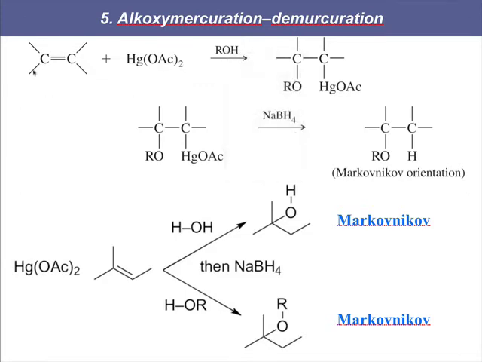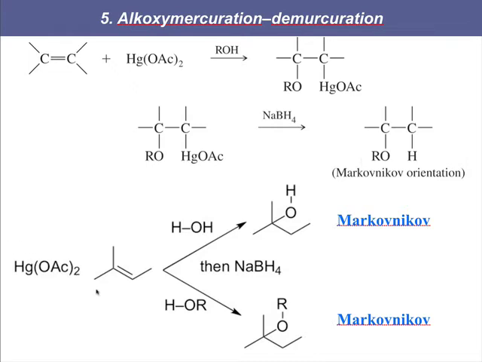Our first step is exactly the same. We'll make that mercurinium ion, but then our alcohol will displace that ring and we'll get our OR group on along with our mercury acetate. Then in our last step, the sodium borohydride, the hydride will displace that mercuric group, and we end up with our OR group left over and our H on our second carbon. Again, we still have Markovnikov orientation because it's the same mechanism that we just saw. It's just that we are making an ether now, C-O-C, ROR, instead of an alcohol.